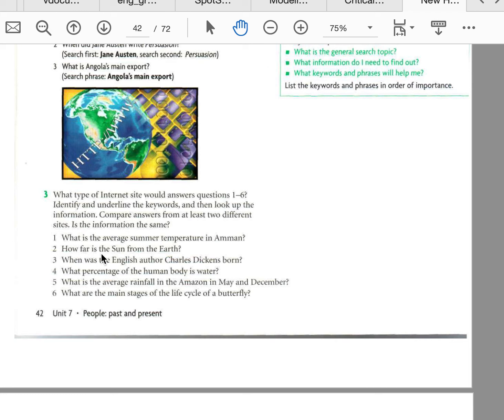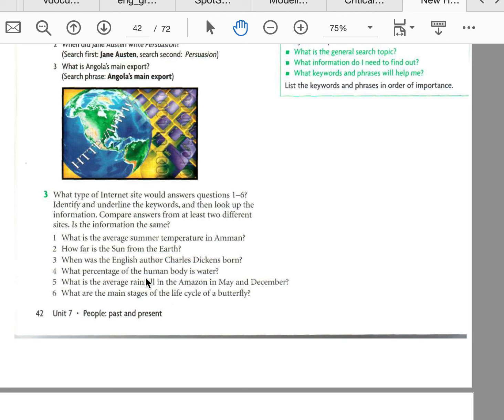Okay. How far is the sun from the earth? What sources can I use? I can use an online encyclopedia, or I can use the whole question in a search engine. I have 2 methods I can use to find the answer for the second question. 3. When was the English author Charles Dickens born? I can use an online encyclopedia and I can also use a search engine. Simply, you can use the whole question in Google or Yahoo to find the exact answer.